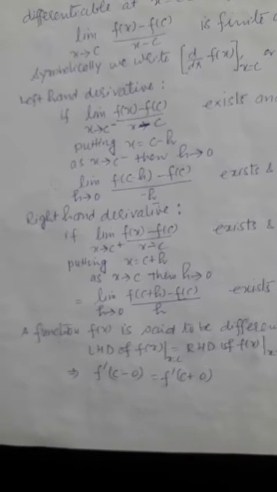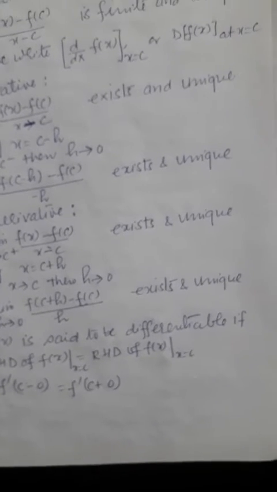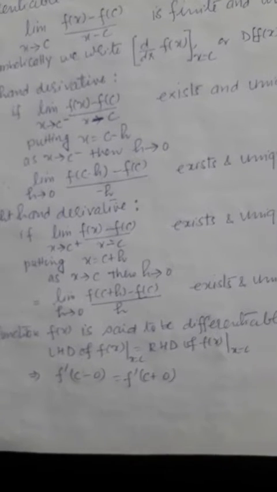Now, finally, we can say a function, meaning a real-valued function f of x, is said to be differentiable or derivable if the left-hand derivative of the function at x equal to c equals the right-hand derivative of the function at x equal to c, and it should exist.